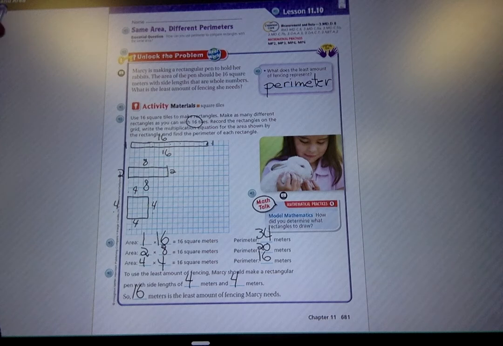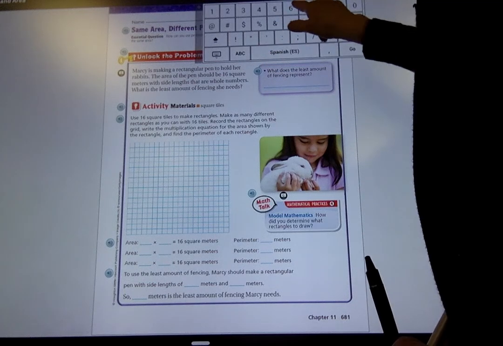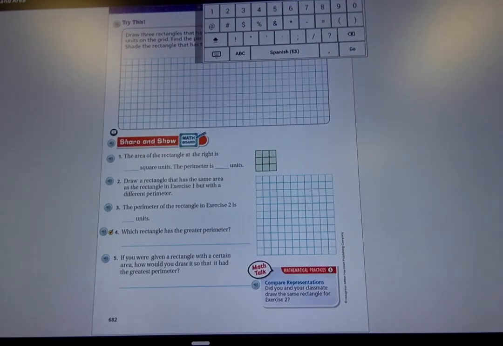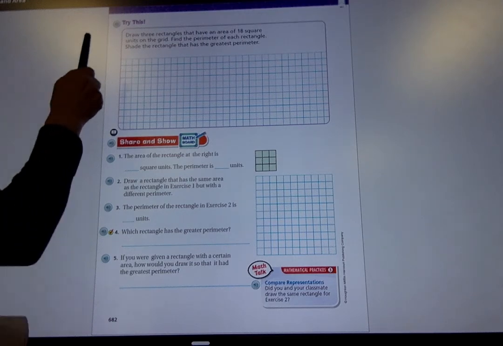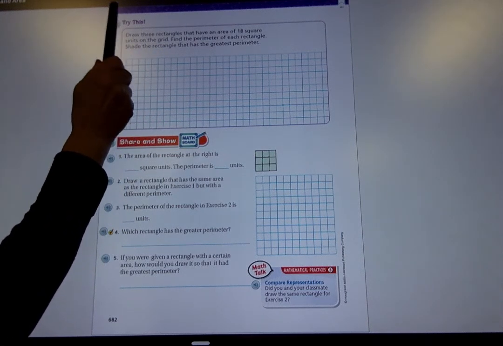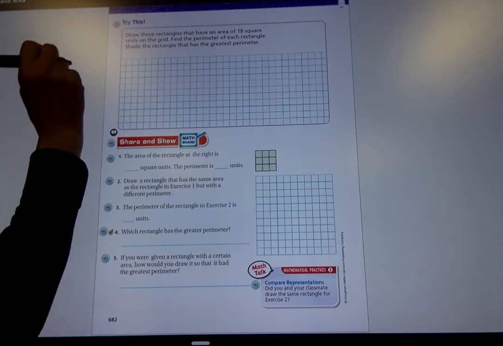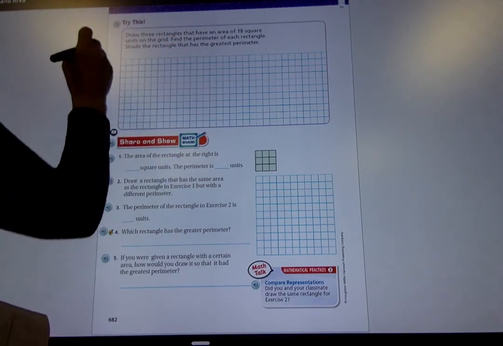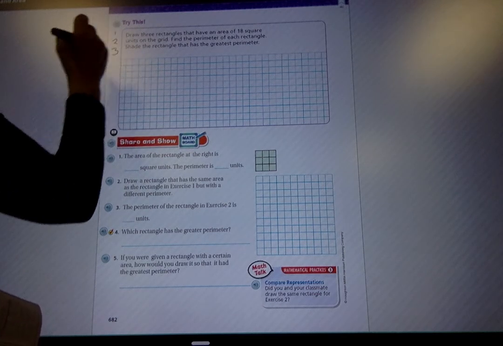All right, let's go to page 682. Let's try this top one. It says draw 3 rectangles that have an area of 18 square units on the grid. Find the perimeter of each rectangle. Shade the rectangle that has the greatest perimeter. So they're telling us to do 3 things. We're going to draw, we're going to find perimeter, and we're going to shade.